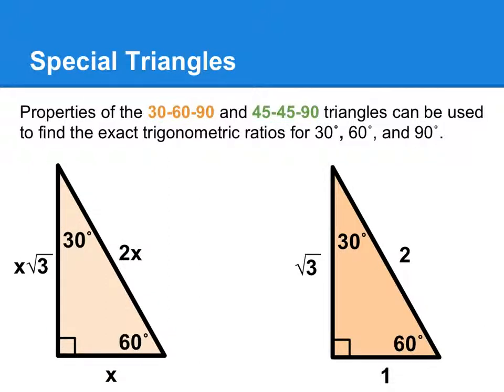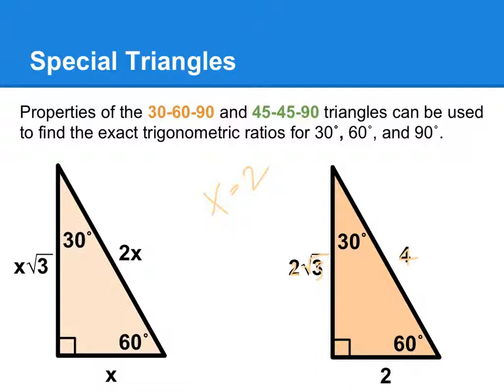For example, if x equals 1, this side down here would be 1 times 1, or just 1. This side over here would be 2 times 1, or just 2. This side right here would be 1 times square root of 3, which is just square root of 3. Now let's say I want to have x equal 2. Well, this would be 2. This would be 4. This would be 2 square root of 3.